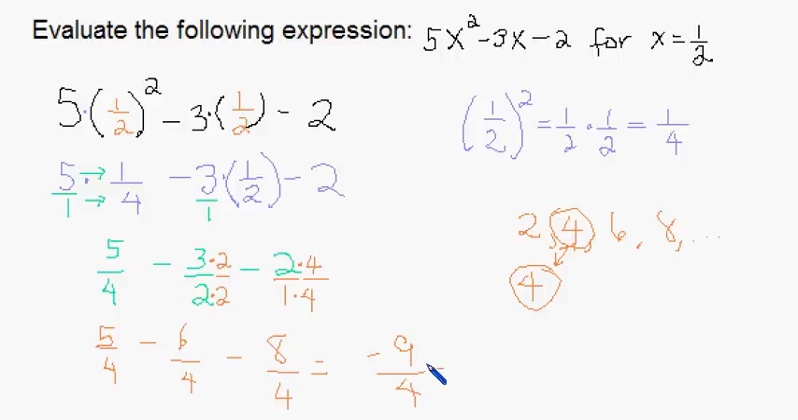If you want, you can write this as a mixed number. 4 goes into 9 twice, so that's a 2. Remember, this answer is negative, so I'll keep a negative on the 2. The remainder after dividing by 4 is 1. And because the denominator is 4, we keep the denominator as 4. But this is the solution.